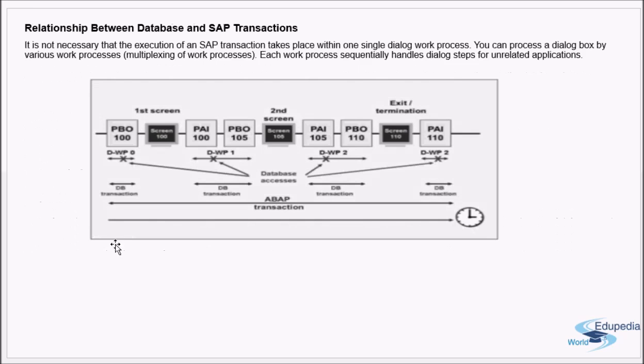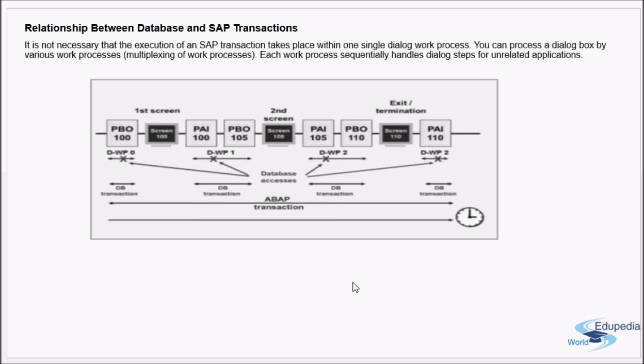Now we'll see the relationship between this database and SAP transaction. In SAP, as I have just mentioned before, the smallest indivisible unit is a dialog step. Okay, and in database that is known as database transaction. So an ABAP transaction or an SAP transaction can have n number of dialog steps in SAP terms, or it will have n number of database transactions in database terms.